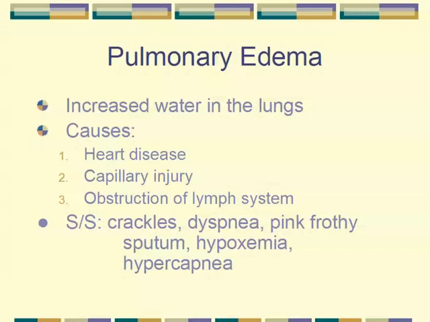Capillary injury occurs with acute lung injury that causes increased permeability, with protein causing third spacing of fluid into the alveoli. Or obstruction of the lymph system due to tumors, edema, fibrosis, or an increase in your systemic venous pressure. Symptoms: crackles, dyspnea, pink frothy sputum, hypoxemia, decreased oxygen in the blood, hypercapnia, increased CO2. And your sputum will look like beaten egg whites.